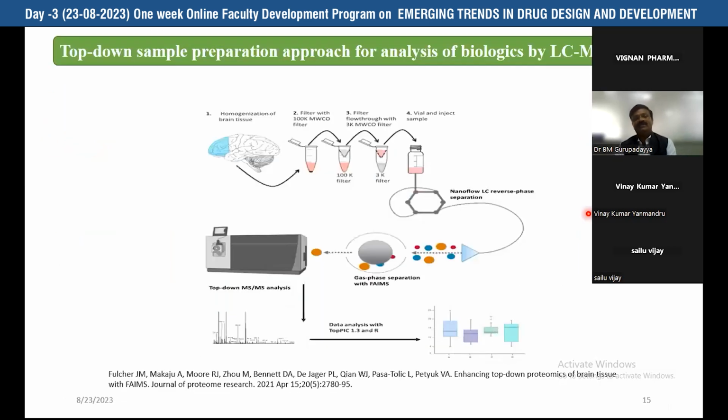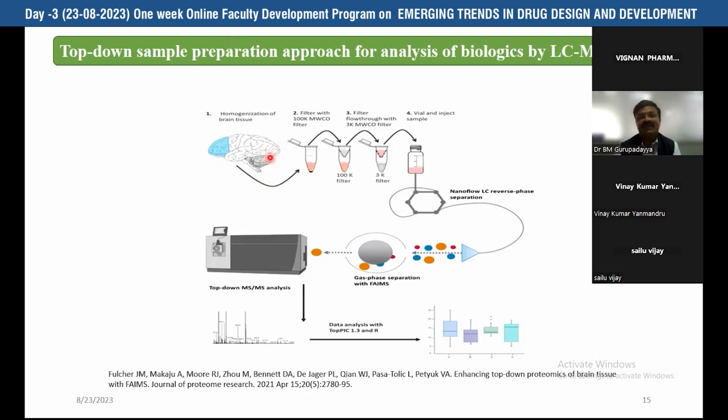There is one more technique for the analysis of high molecular weight samples, the top-down technique. In the previous technique, as you observed, the sample is subjected to digestion, then separated into peptides and analyzed. Whereas in the top-down sample analysis, it is the reverse of bottom-up. This is called the top-down sample preparation approach for the analysis of biological samples by using LCMS.